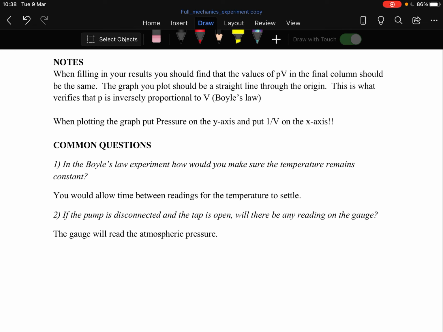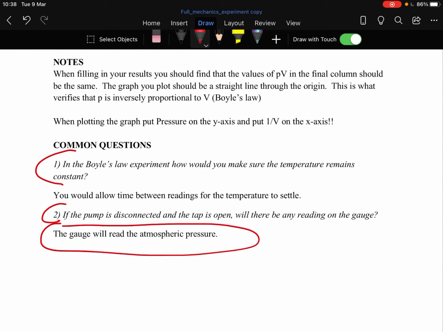Common question, and this is why it's easy. In Boyle's Law experiment, how would you make sure the temperature remains constant? Allow time between readings. If the pump was disconnected and the tap is open, is there any reading? Of course there is, the pressure. That was a question one year, a lot of people couldn't answer it. So if we take the pump off and we just leave it open, is there going to be a zero reading? What's the reading going to be? It's going to be the atmospheric pressure because it'll still read the atmospheric pressure.